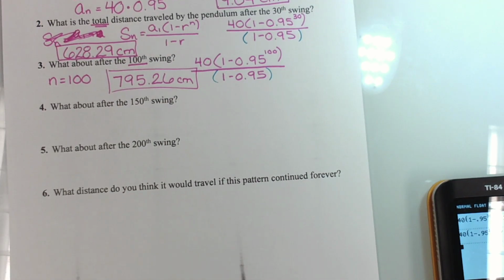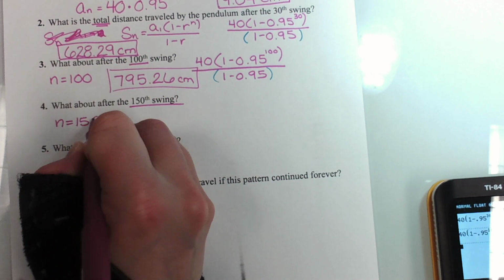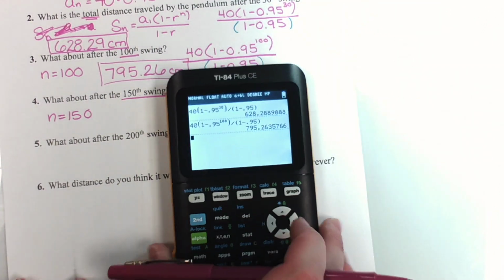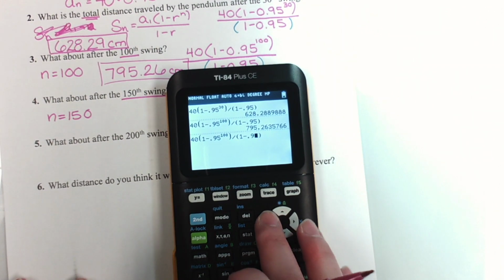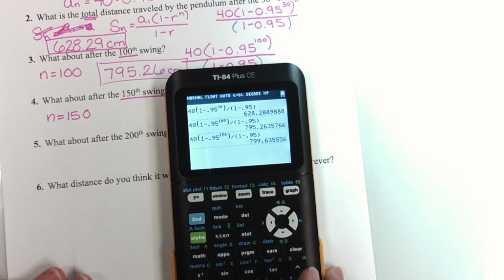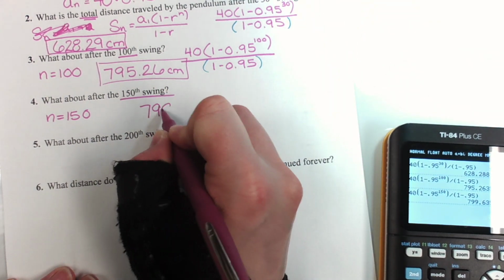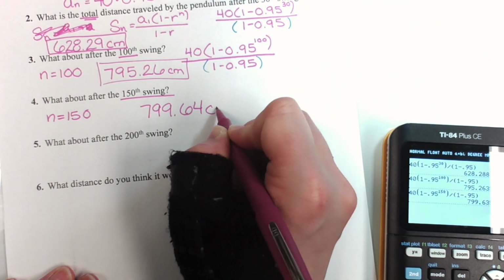What about the 150th swing? Faith, what changed? N becomes 150 now. So, go to my calculator. I'm going to be lazy and not write out the equation again this time because I know that the change is going to be this. I get 799.64 centimeters.